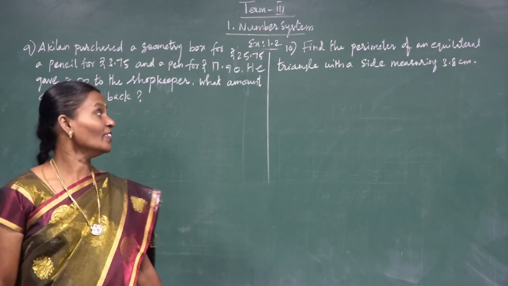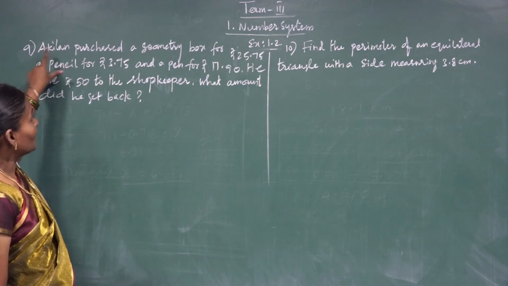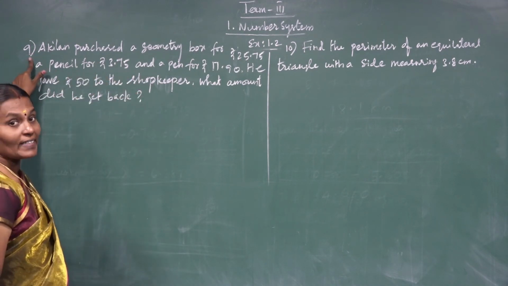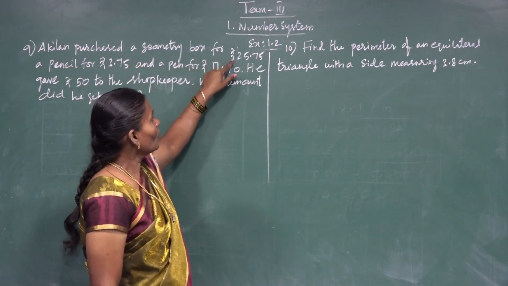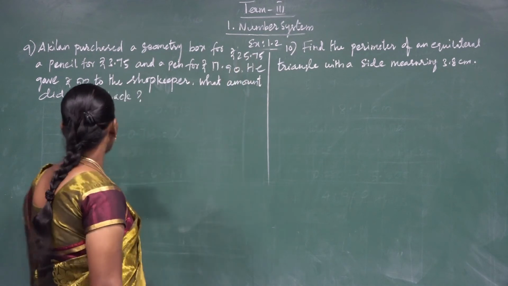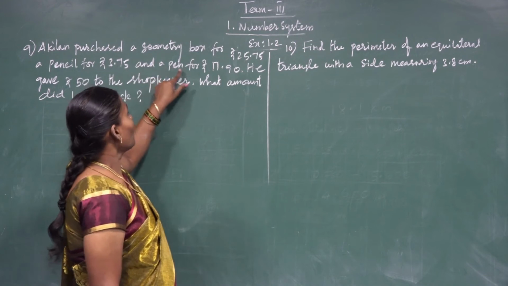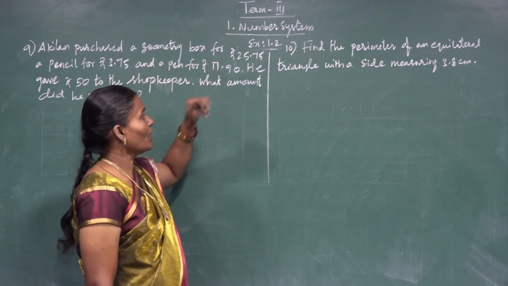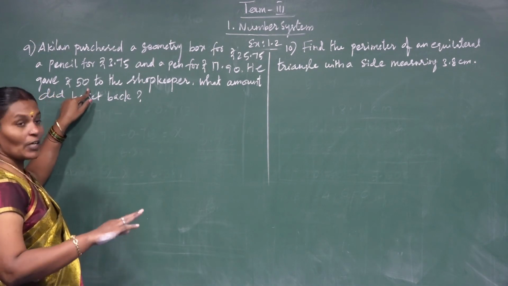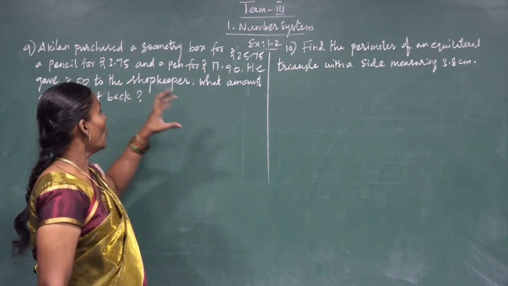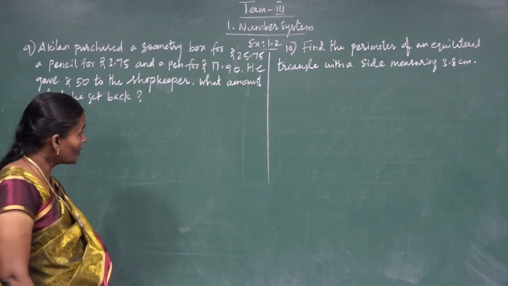Hi children. Now we see the 9th sum. Exercise 1.2, 9th sum. Agilan purchased a geometry box for rupees 25.75, a pencil for rupees 3.75 and a pen for rupees 17.90. He gave rupees 50 to the shopkeeper. What amount did he get back? Okay, so that is the question.